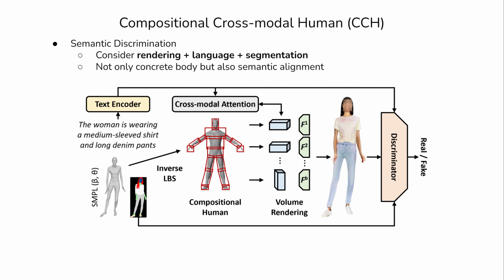To learn this framework, we have a semantics discriminator that considers render quality, language alignment, and the matching to the segmentation maps. So the adversarial learning can help to ensure not only the concrete body, but also the semantic alignments, so that our generated humans can present the exact fashion patterns in the language descriptions.